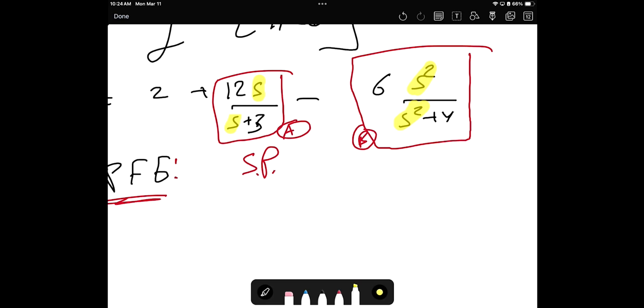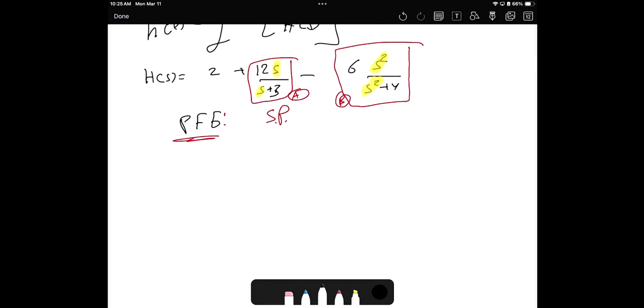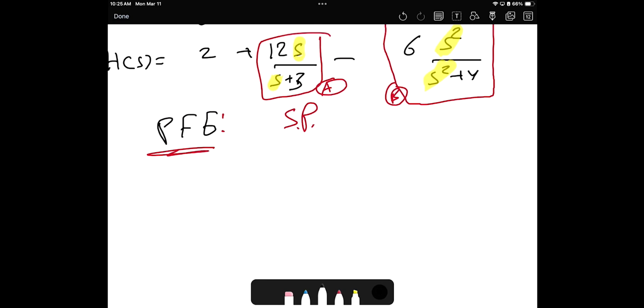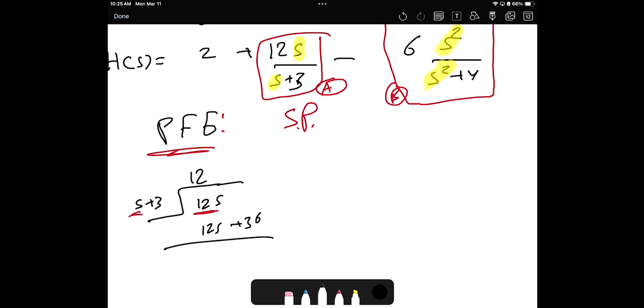Okay? So you see here, this example is cumulative. We are using many things. So let's do the long division first with 12S over S plus 3. Now, 12S, start with the higher order, 12S divided by S, 12. Then do the multiplication. 12 times S, 12S, 12 times 3, 36, right? So plus 36. Now let's do the subtraction.